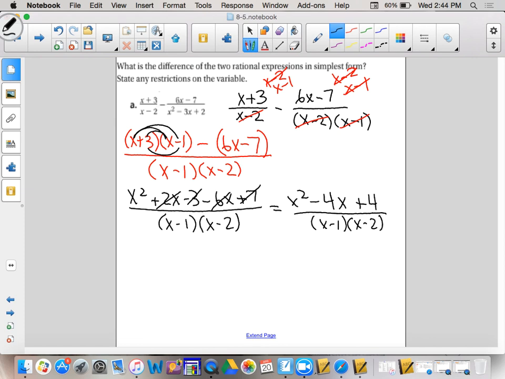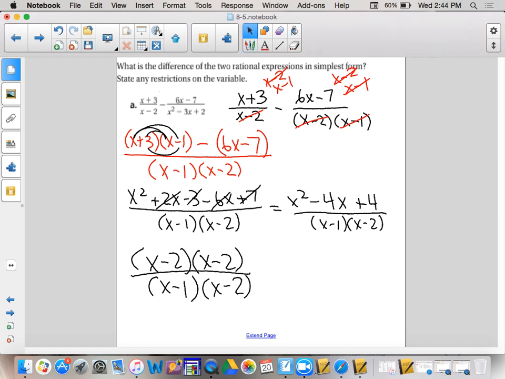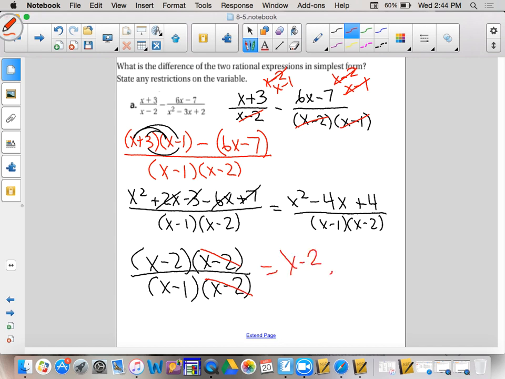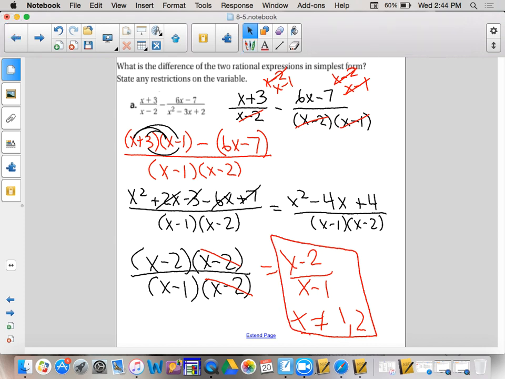Yep, now I'm going to take it and factor it back out again. So what's my factor for the top up there? What cancels? And my answer would be, and what are my restrictions? Correct, correct, correct. Up here, I can't cancel anything out until after I put it back together and break it back down.